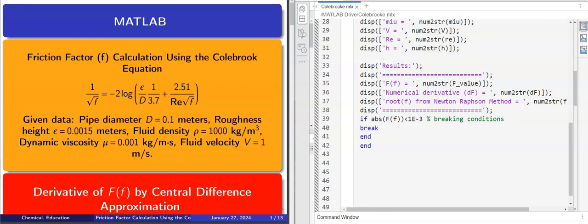Today I am going to talk about friction factor calculation by MATLAB using the Colebrook equation. The Colebrook equation is given here along with other data like diameter, roughness height, fluid density, dynamic viscosity, and fluid velocity. V is equal to 1 meter per second. You know that the Colebrook equation is a nonlinear equation, so f can be found by a root finding method. Here I am using the Newton-Raphson method to find the root of the equation.